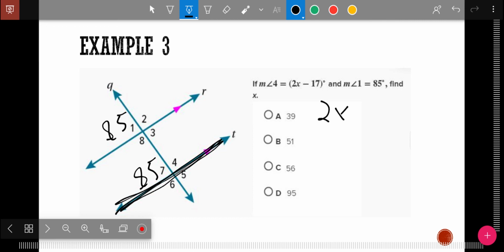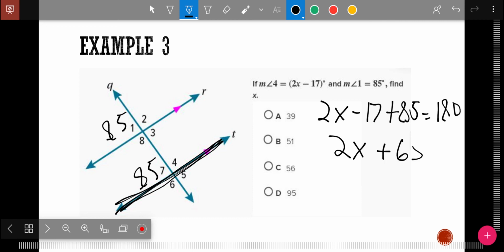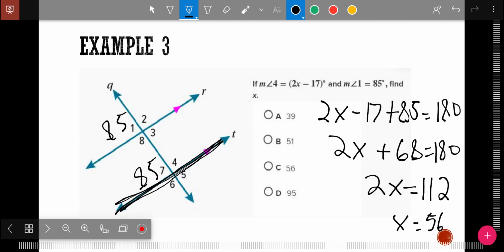So 4 and 7 make 180. So 2x minus 17 plus 85 equals 180. So 2x plus 85 minus 17, which is 68, equals 180. Minus 68 to both sides, and I get 112. And divide by 2, I get x equals 56. And it says find x. I didn't plug back in for angle 4. I just found x. X was 56.